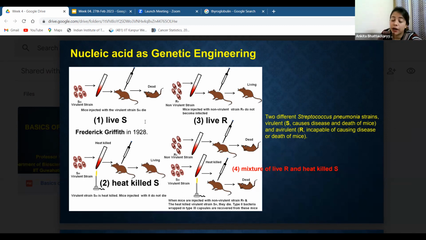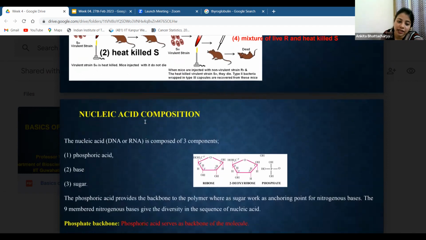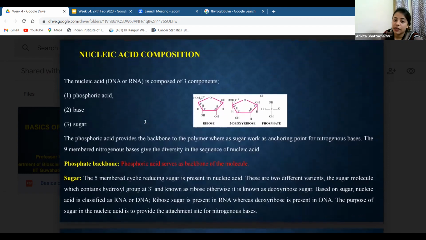But in the fourth part of the experiment, when he injected mice with the non-virulent strain mixed with the heat-killed virulent strain, he saw that the mice were actually able to die. So that's what they were able to understand: the live bacteria and the heat-killed bacteria, in combination, are capable of causing death in these mice. That was one of the landmark experiments that brought forth the idea that DNA, or nucleic acid, might act as the genetic material for most living organisms.